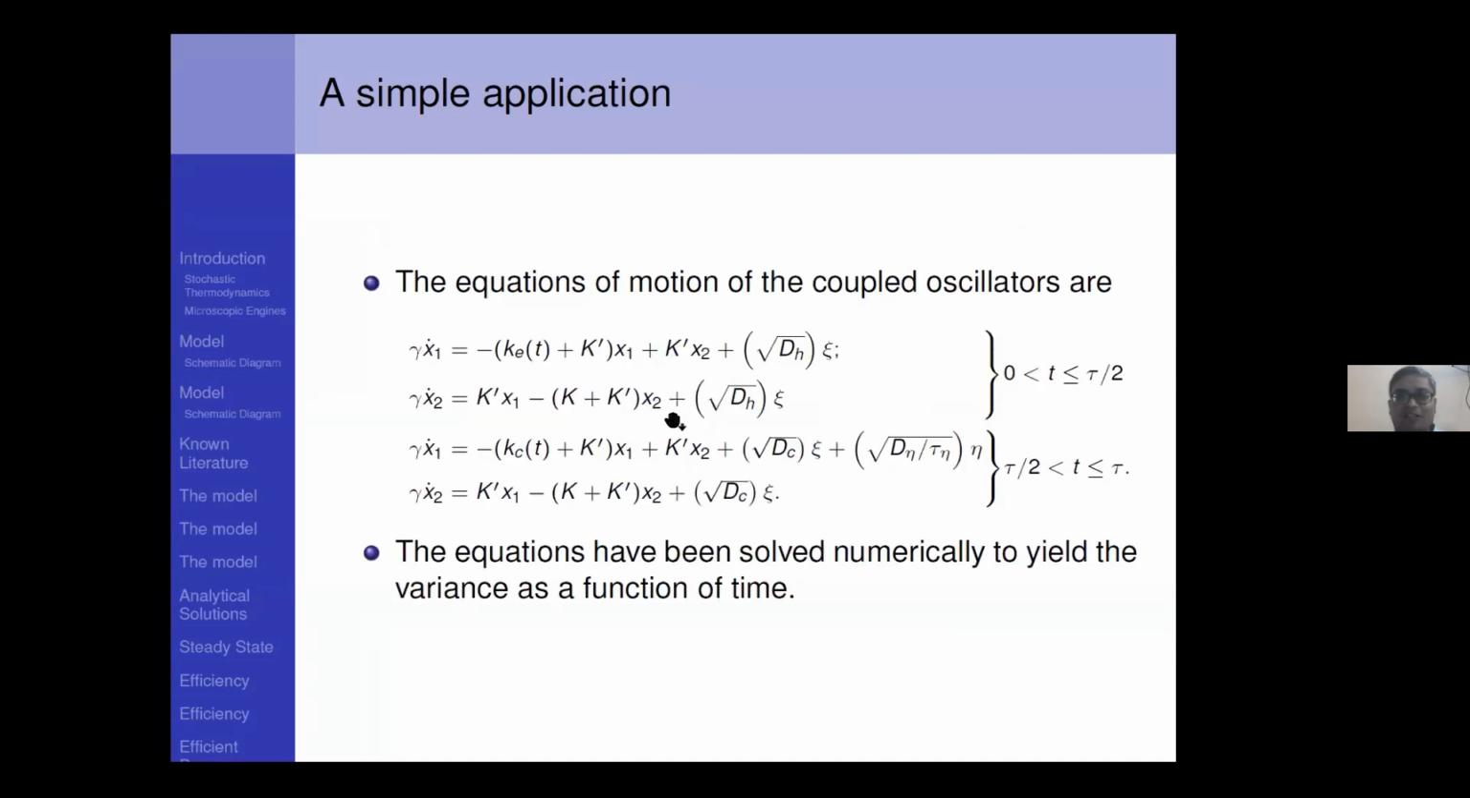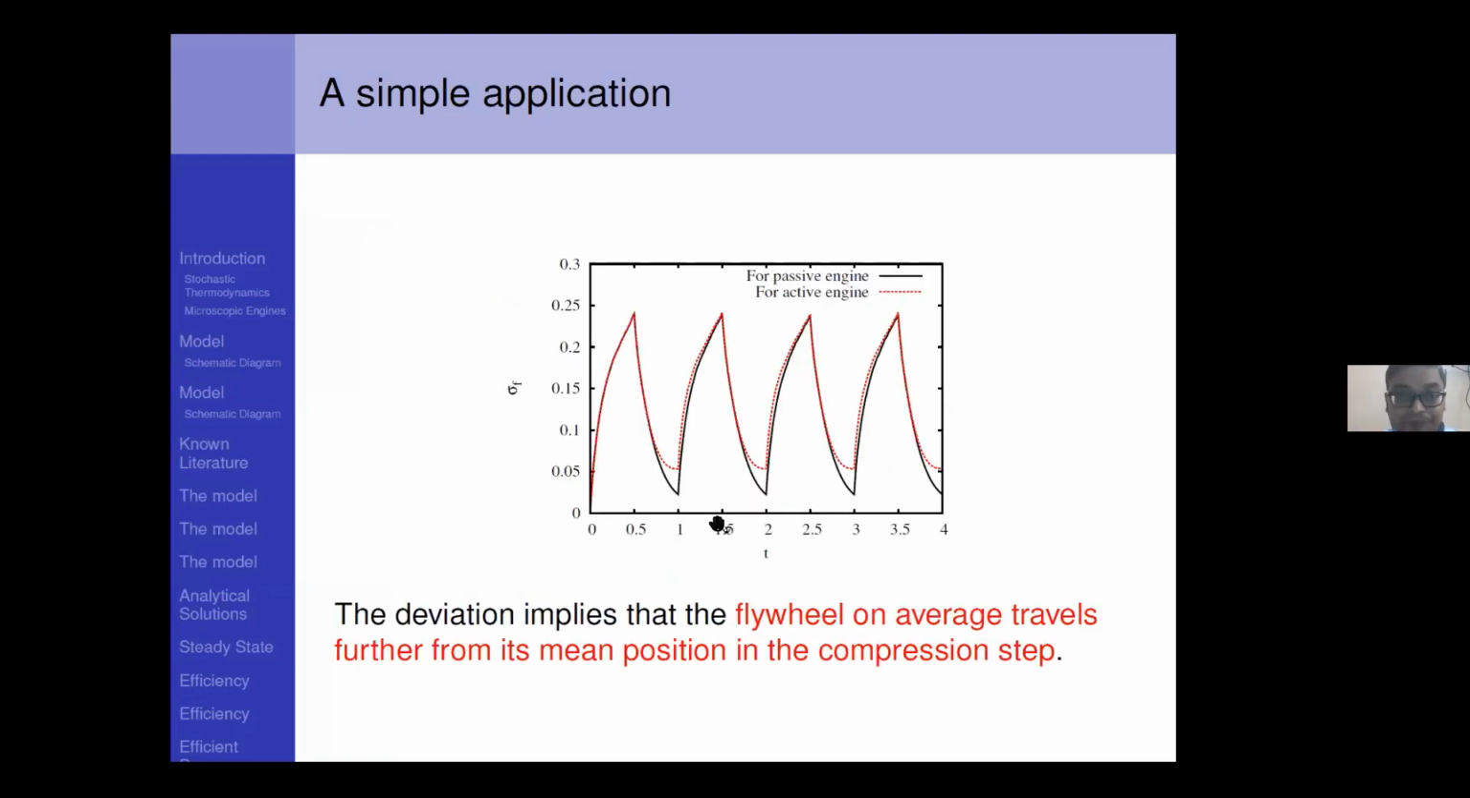Now these are a set of coupled oscillator equations which you must be knowing. So let me not get into the mathematical details. Let us see what the outputs are. This is the variance of the flywheel as a function of time. Remember, this is not the variance of the engine but of the flywheel. When the left hand engine was passive, we get this black curve. But when it is connected to an active engine, we get this red curve.